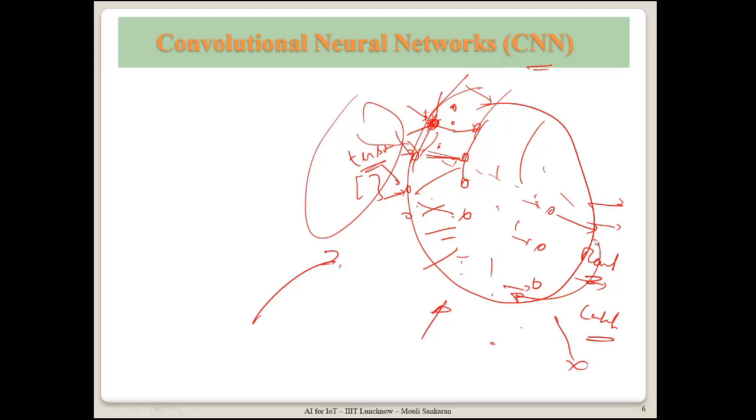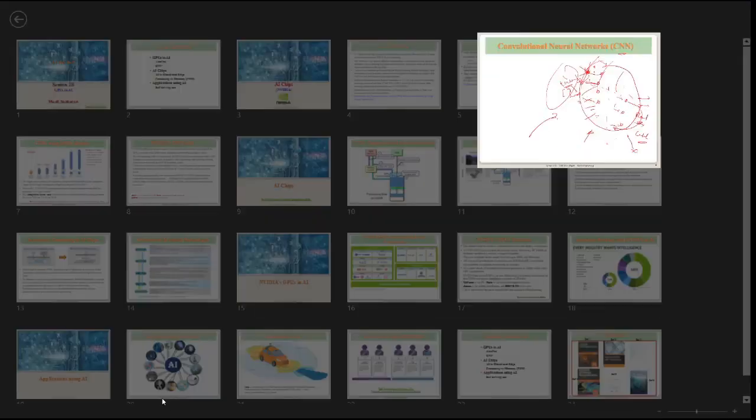So for training this, we need these weights to be processed properly. We need to fix them properly. We need more and more images to fine tune them. So this is a very high level overview of what CNN is.